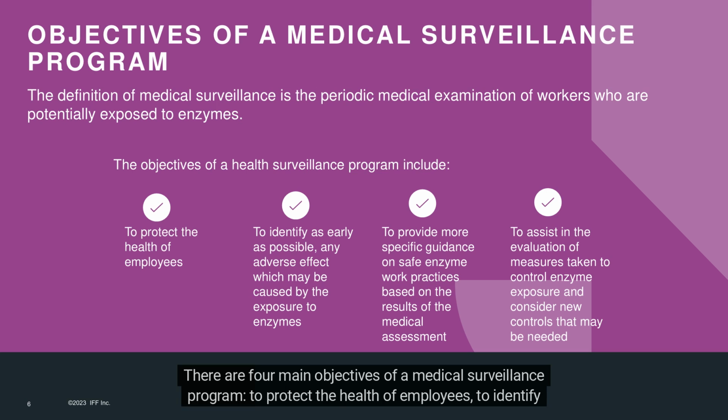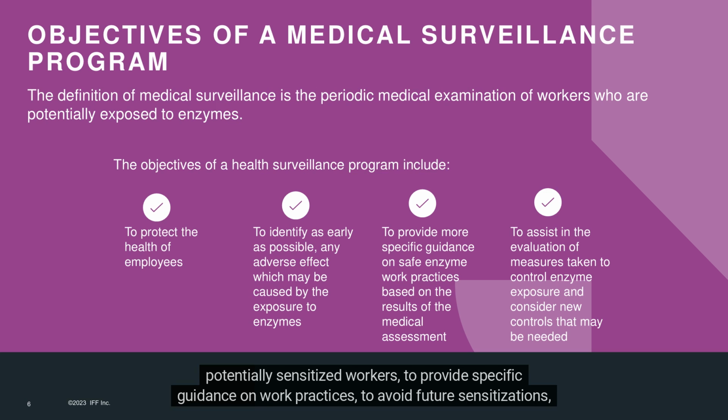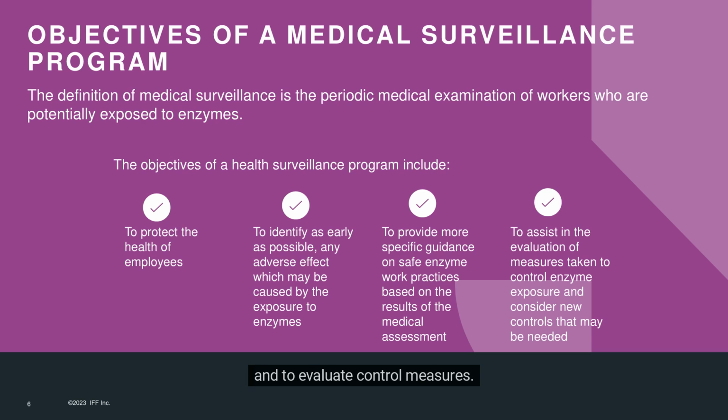There are four main objectives of a medical surveillance program: to protect the health of employees, to identify potentially sensitized workers, to provide specific guidance on work practices to avoid future sensitizations, and to evaluate control measures.